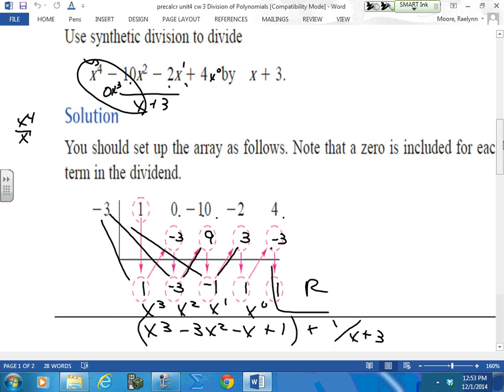Multiply to the right, multiply to the right, multiply to the right. It's constant. Multiply to the right, multiply to the right.